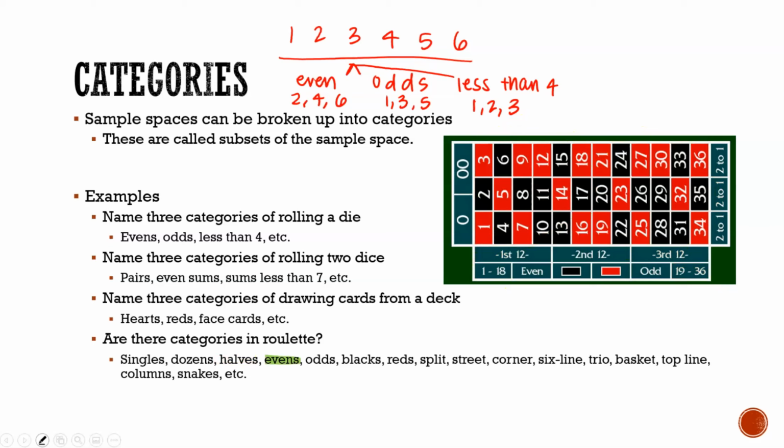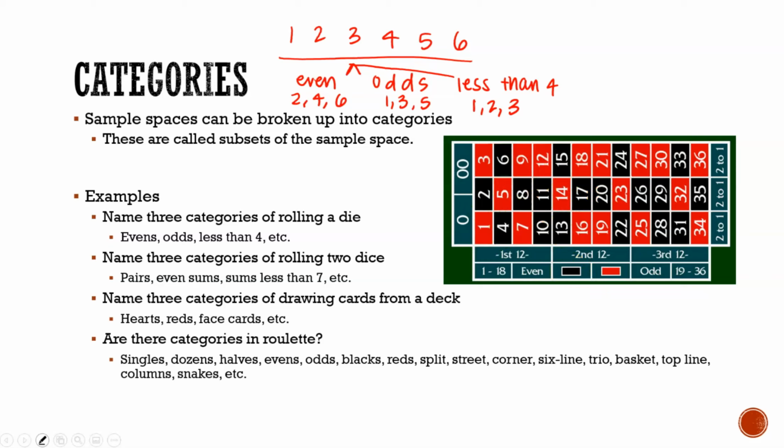We have evens on the board, which would be the numbers 2, 4, 6, 8, 10, etc., all the way through 36. I do want to point out that evens do not include 0 and 00 in the game of roulette. Another category would be colors. Black would include 2, 4, 6, 8, 10, 11, 13, 15, 17, 20. The reason why it's not just 2, 4, 6, 8, 10, 12, etc. is because that would be the same as evens and odds.